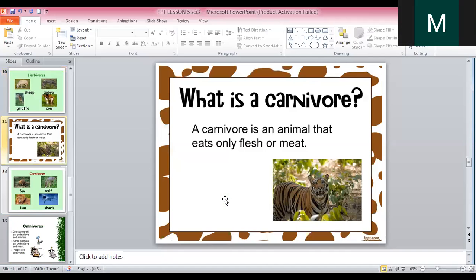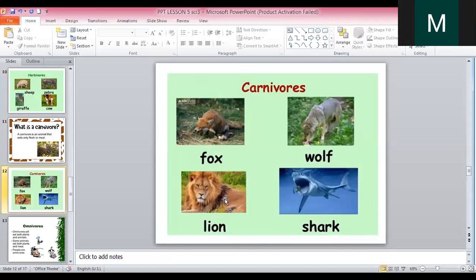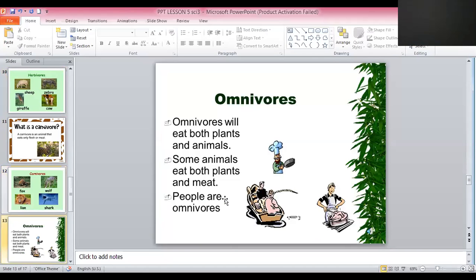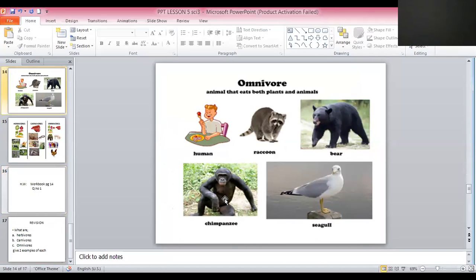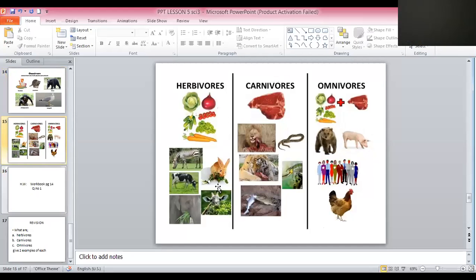Then carnivores are the animals that eat only meat, and the examples are a fox, lion, wolf, shark. Now for omnivores, the ones who eat both plants and animals, we as humans are the biggest example of an omnivore. Then the chimpanzees, bear, raccoon, eagle. Very good, Musa.